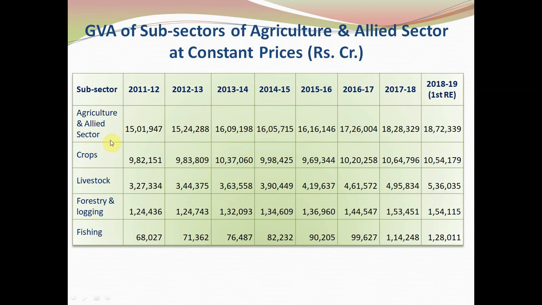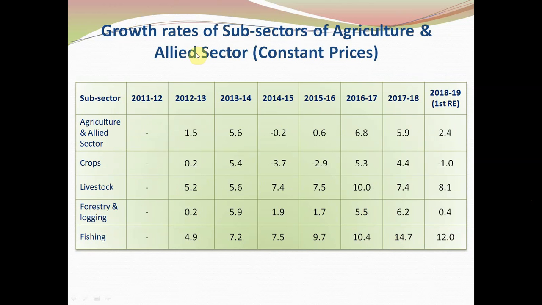This is GVA of subsectors of agriculture and allied sector at constant price. Agriculture and allied sector consists of crops, livestock, forestry and logging, and fishing. So the sum of all these four sectors is the total agriculture and allied sector, and it is for the base year 11-12 and onwards. For 2018-19, first revised estimates are taken. Here is the growth rate of different subsectors. Here for 11-12 we cannot calculate. 12-13 is taken over 11-12, 13-14 over 12-13, because growth is taken over the previous year using constant price estimates.